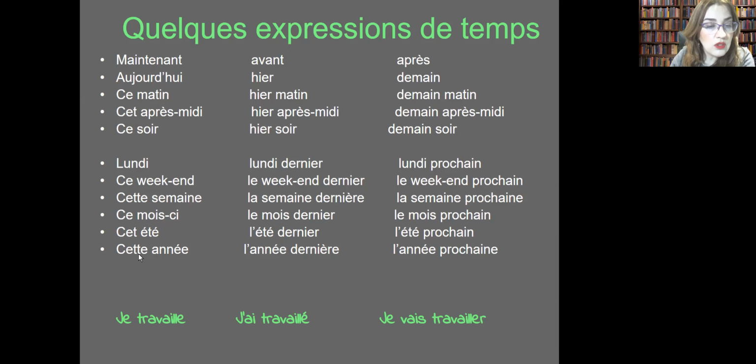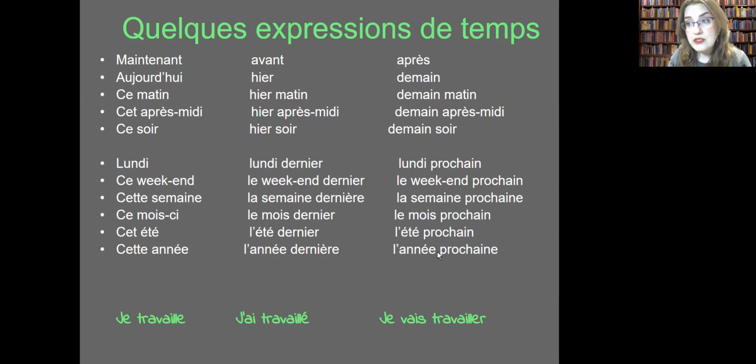If we look at this column, we see that all these expressions can be used for the present, like je travaille ce matin, cette année je travaille, right? So all these expressions on the left use the present tense. The second column is for the passé composé because it's the past. J'ai travaillé avant, before, j'ai travaillé hier, yesterday. I'll give you another example: le mois dernier, last month, j'ai travaillé.